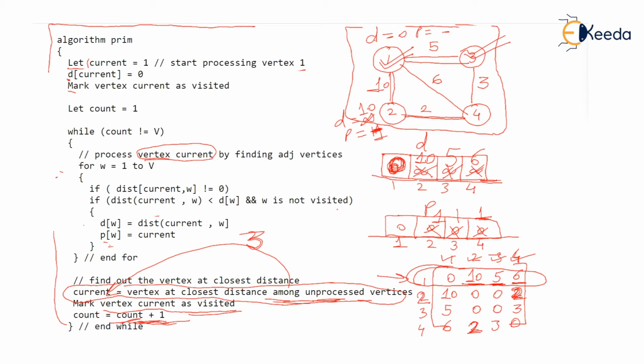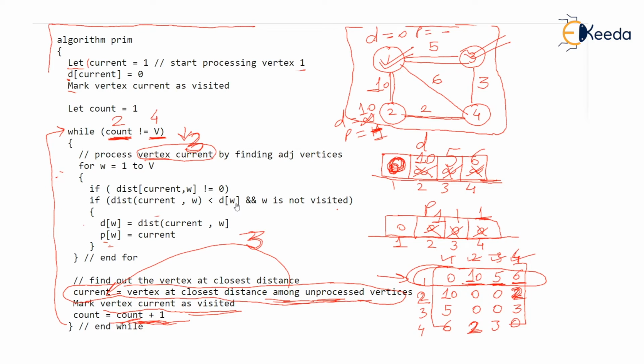You know that while will repeat, because the condition of while is, while the number of vertices visited, that is count, is not equal to the total number of vertices. Now count is 2 and the total number of vertices is 4. So we still have some vertices to visit, and we will process vertex number 3, because current is now 3. So the third vertex will be visited, isn't it? And this goes on.